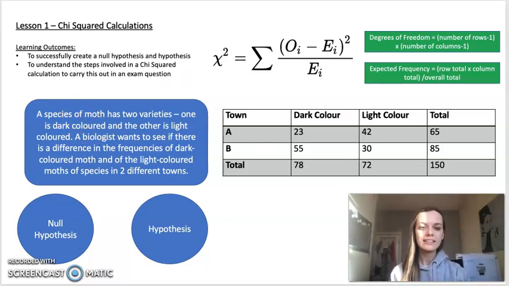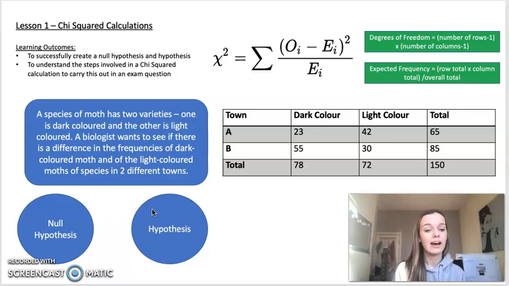So, in this example, a species of moth has two varieties. One is dark-coloured and the other is light-coloured. The biologist wants to see if there is a difference in the frequencies between dark-coloured moths and light-coloured moths in two different towns. Firstly, you need to construct a hypothesis. A hypothesis is what you expect your results to show. So in this example, you could say, I hypothesize that there will be a higher frequency of dark-coloured moths than light-coloured moths in town A.